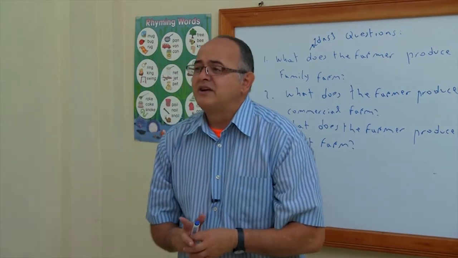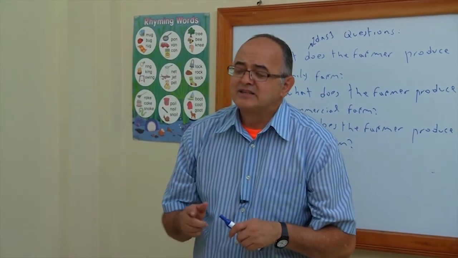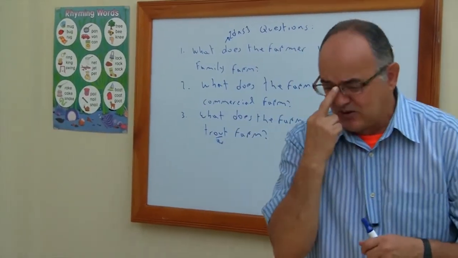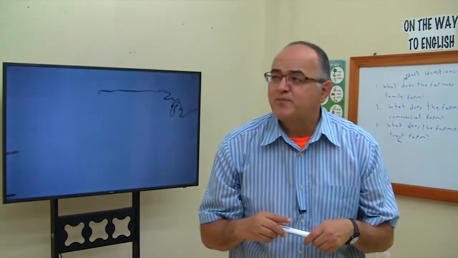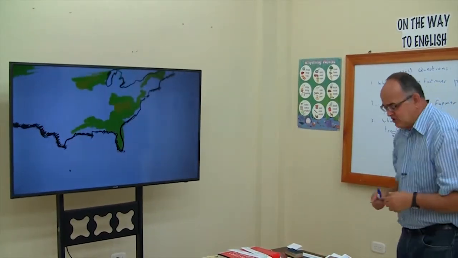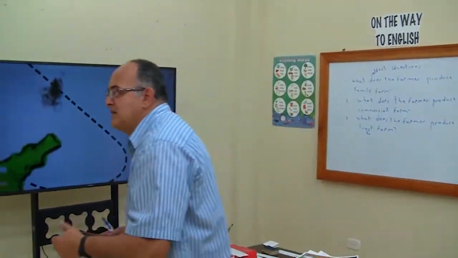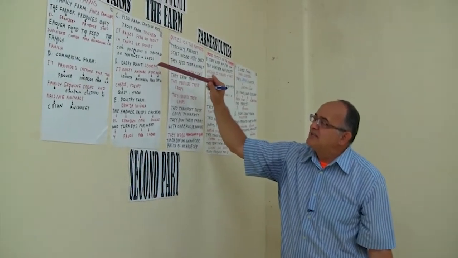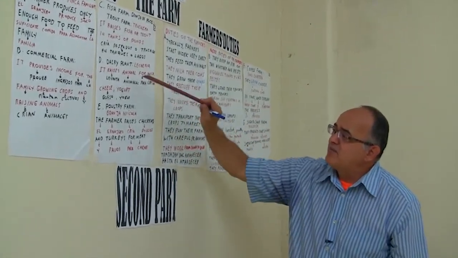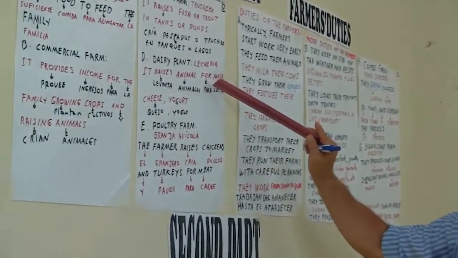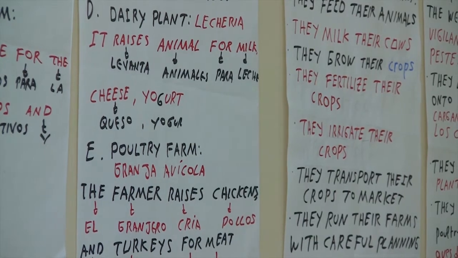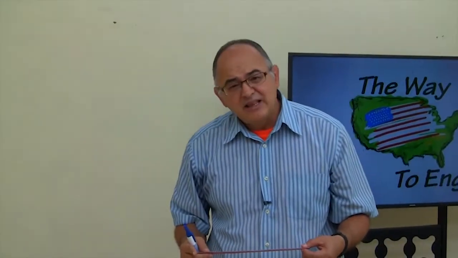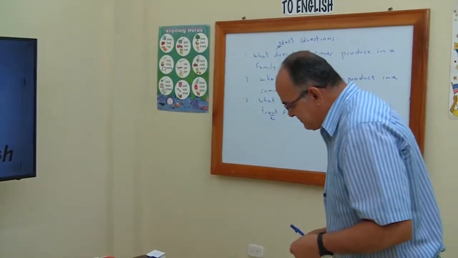Okay. Now we have another kind of farm in English that some of you are familiar with. Because in Jardín there are many dairy farms, or we can say also dairy plants. A dairy plant is, as you see in this picture, la lechería. What happens in the dairy plant? The farmer raises animals for milk, for cheese, and for yogurt, right? Mostly we can get in a dairy plant or in a dairy farm delicious milk, and you can get delicious yogurt also. They produce that kind of food, right?